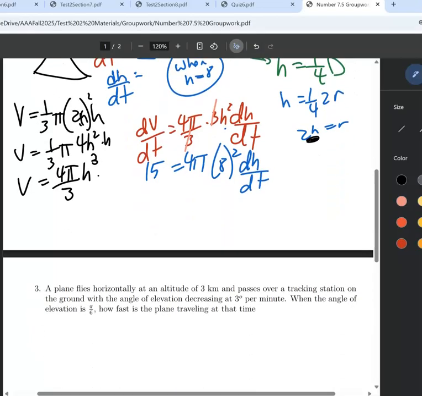Okay, so then I just take 15 divided by 4 pi times 64. There it is. So the height is growing at a positive rate.